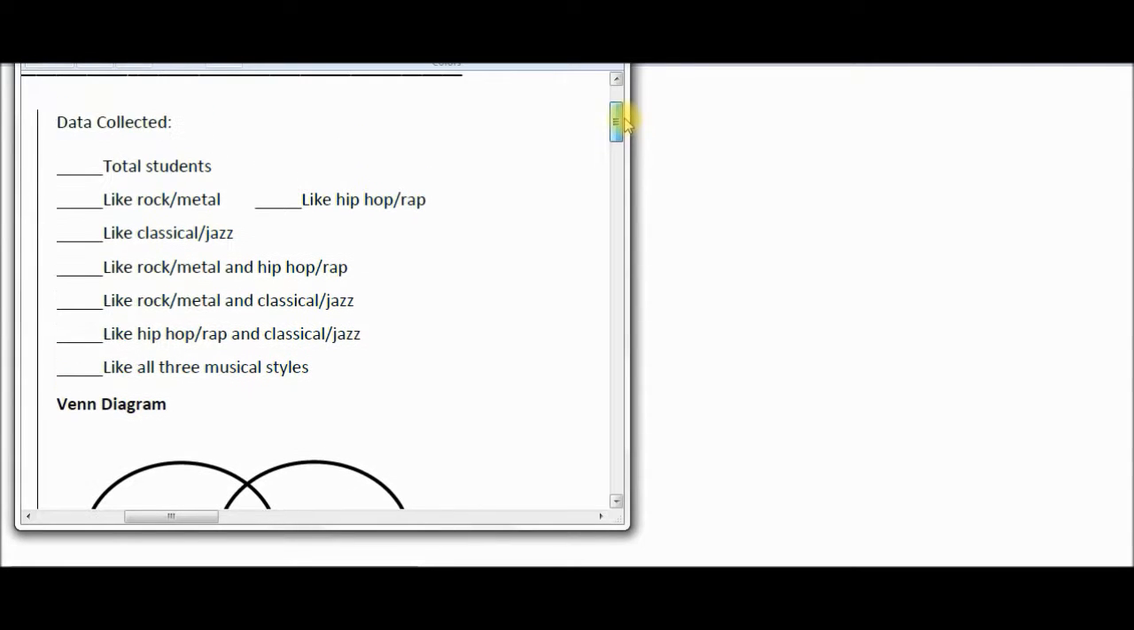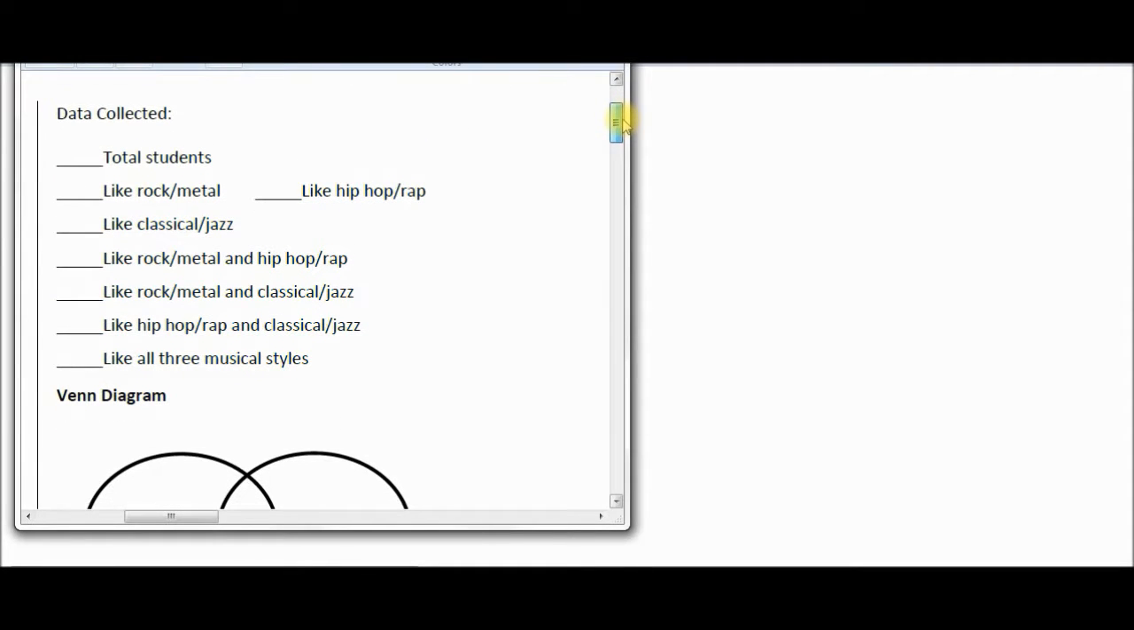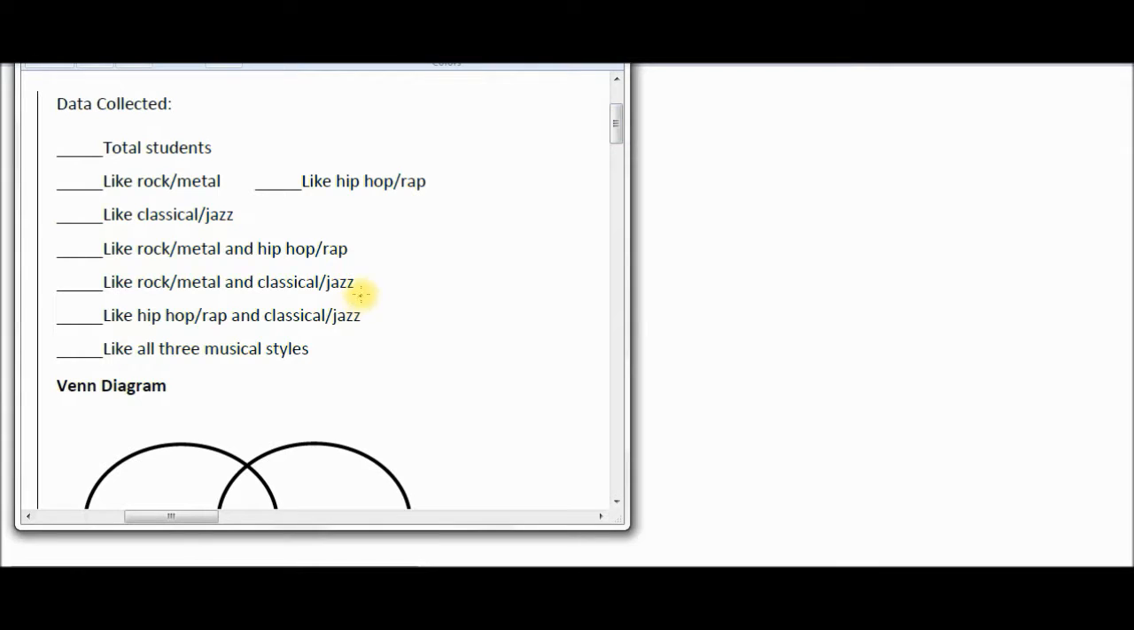Okay. So in our survey, we would have collected data on, number one, how many total students we have, and all the different musical preferences they have. In this case, let's make up some data. Let's just pretend that we have 28 students. And I asked the question, how many of them like rock metal only? Of these three types of music, rock metal, hip hop, rap, and classical jazz, how many of them just like rock metal? And let's say 17 of them said that's all we like, those three.